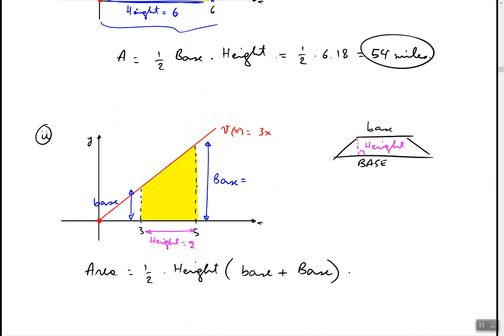Well, in order to find out what the small base is, I need to measure this dotted line. So all I have to do is figure out what the point is. And so remember, the point is 3 on the x-axis. And to get the y, I plug in 3 into the formula. 3 times 3 will be 9. So that's how much the small base is.